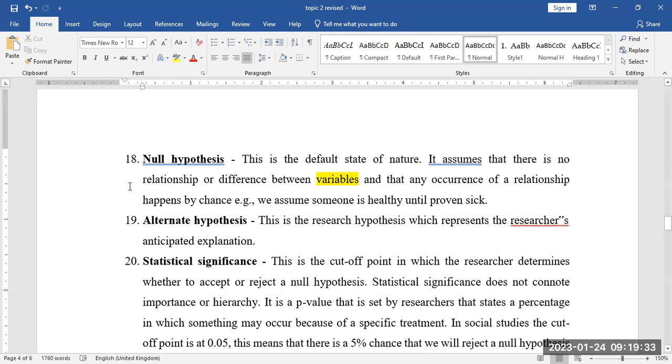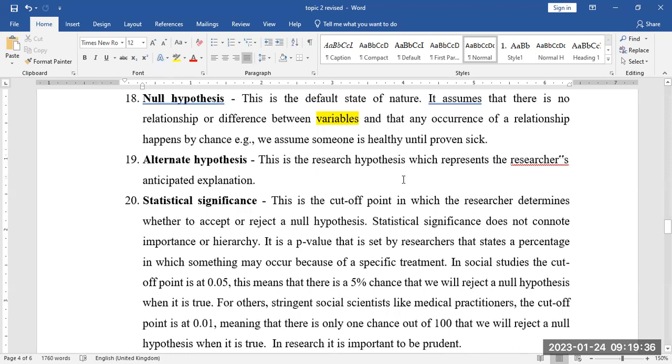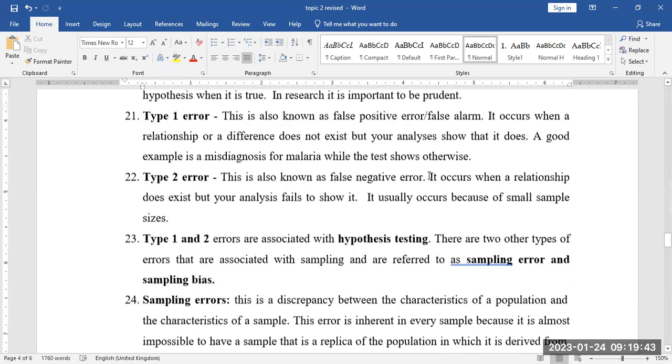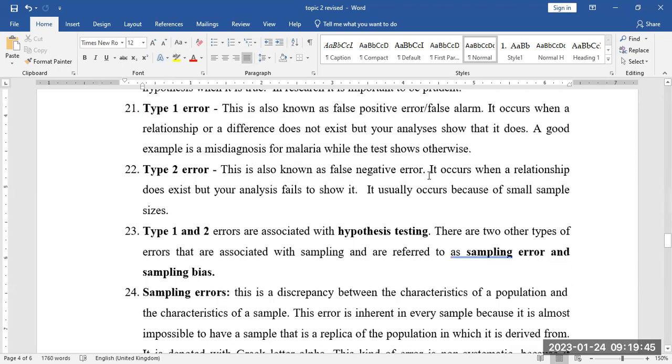Then we also have the alternate hypothesis. It's a research hypothesis which represents the researcher's anticipated explanation. Then we also have type 1 error. Go and read about type 1 error, or maybe you can go through them. Type 1 error is known as false positive error, or false alarm. A very good example is sometimes you can go to hospital and you are misdiagnosed for malaria.